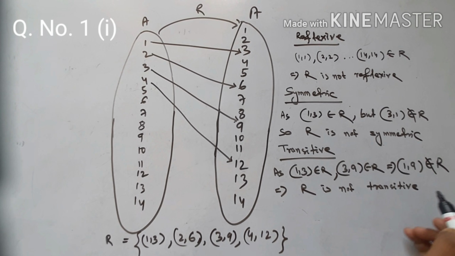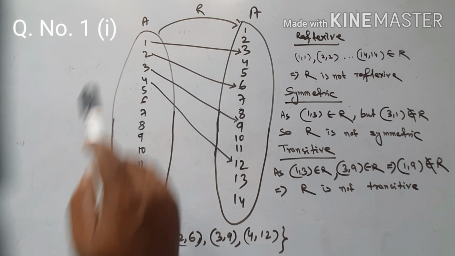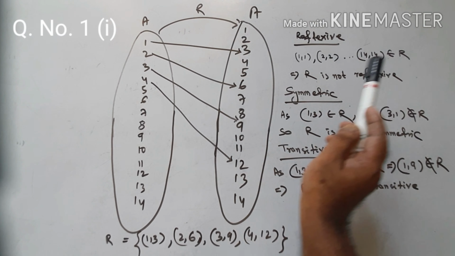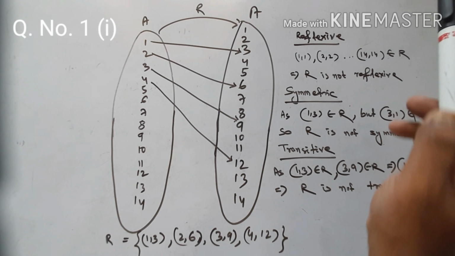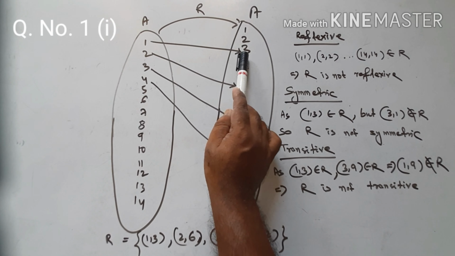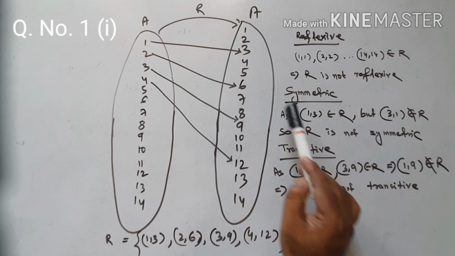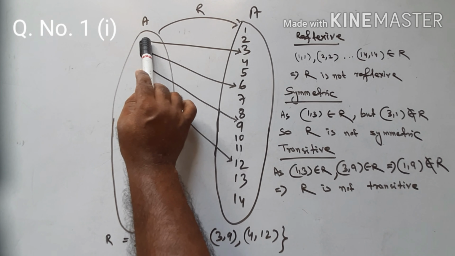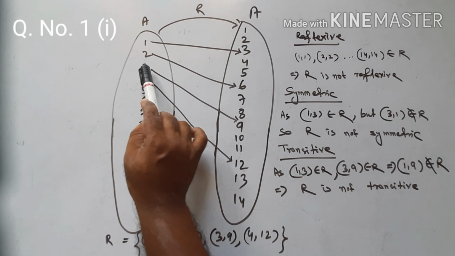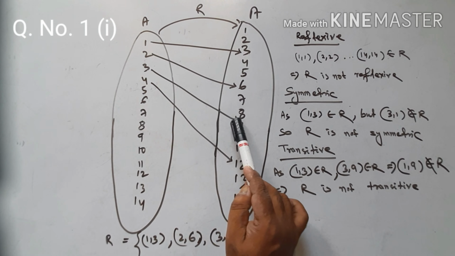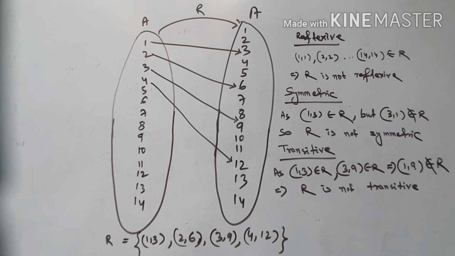Clearly, 1 is not related with 1, and 2 is not related with 2, so this is not reflexive. Again, (1, 3) is present but (3, 1) is not present, so it is not symmetric. Transitive: if (1, 3) is related, then (3, 9) is, but (1, 9) is not related, so it is not transitive.